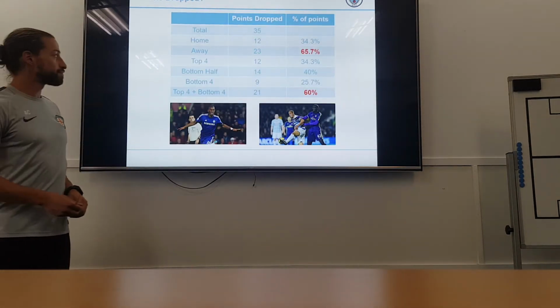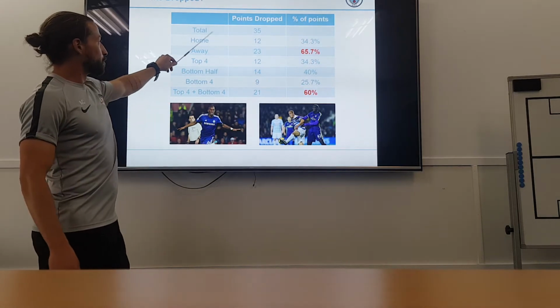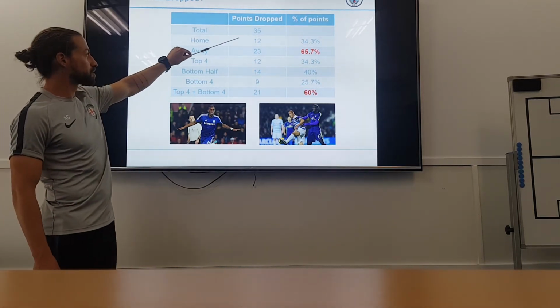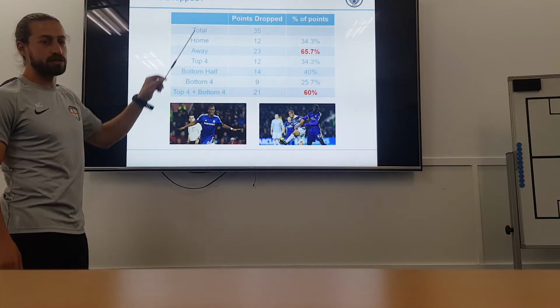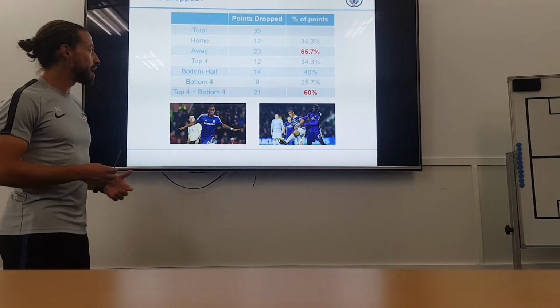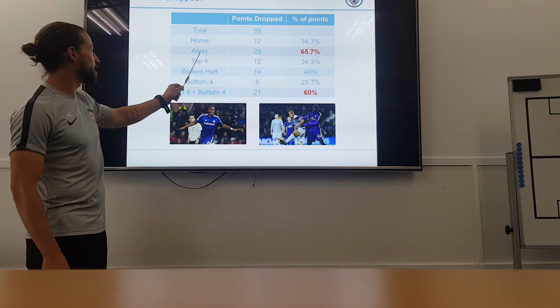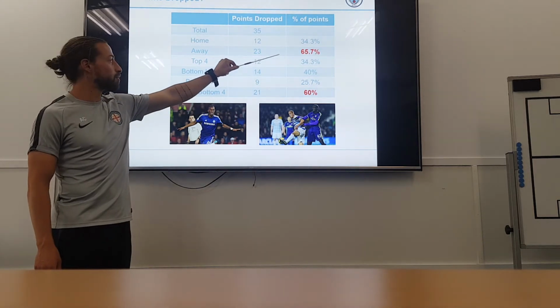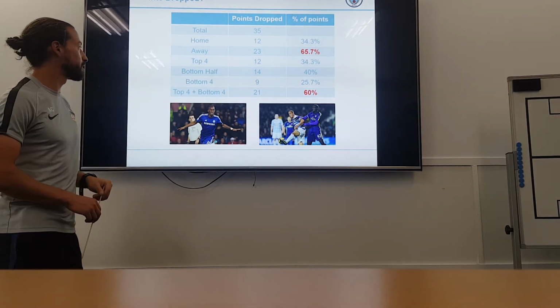So the points dropped. In total, we lost 35 points all season. At home, 12 points. So 34% of points we lost at home, which isn't great, and we need to improve, but it's not as bad when we compare to what our points were lost away. A massive 65.7% of our points were lost away.